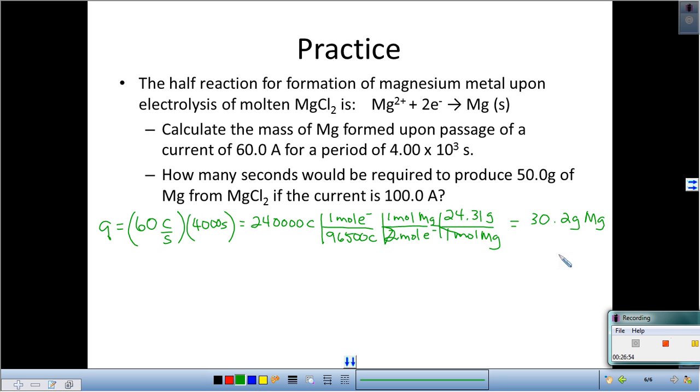Alright, we can stop the recording and you guys can see if you can do the second problem. And this time we're starting in grams and we want to find the time. So we're essentially doing the same thing, but we're going backwards. So take a few minutes and let's see if you guys can work through that one.